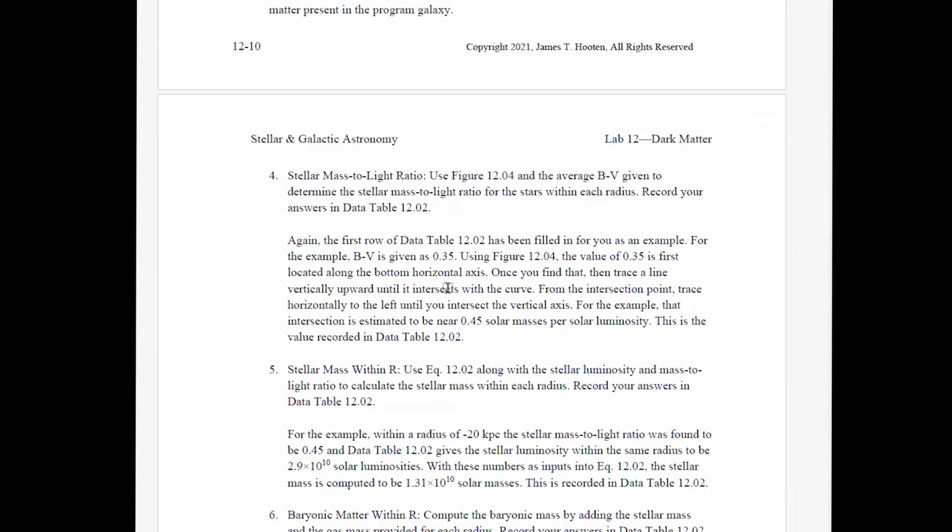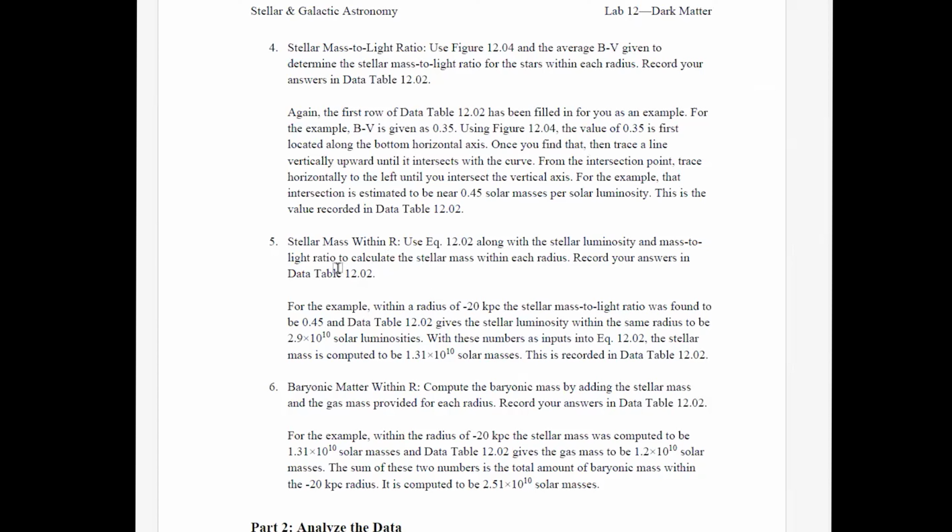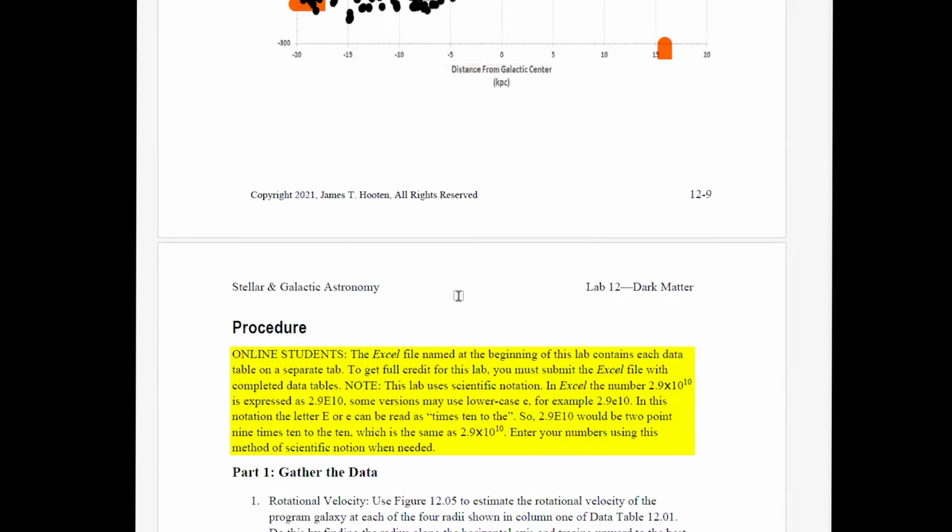We just completed step 4. Now we're on step 5. Let's figure out the stellar mass within the radius r. We're going to use equation 12.02 along with the stellar luminosity and the mass to light ratio that we just found to calculate the stellar mass within each of the radii. So let's go find that equation.